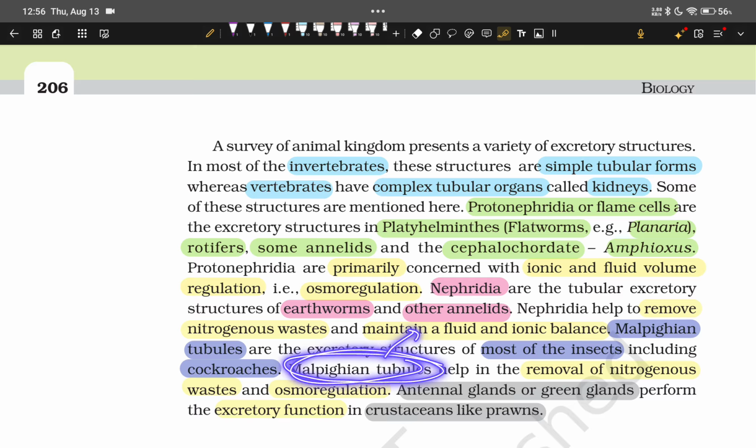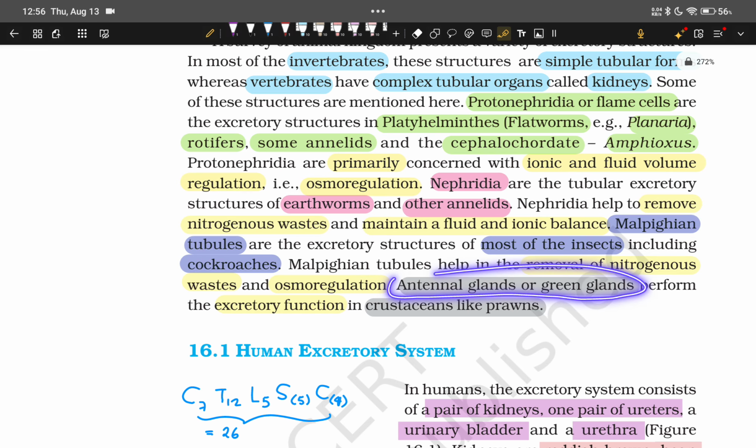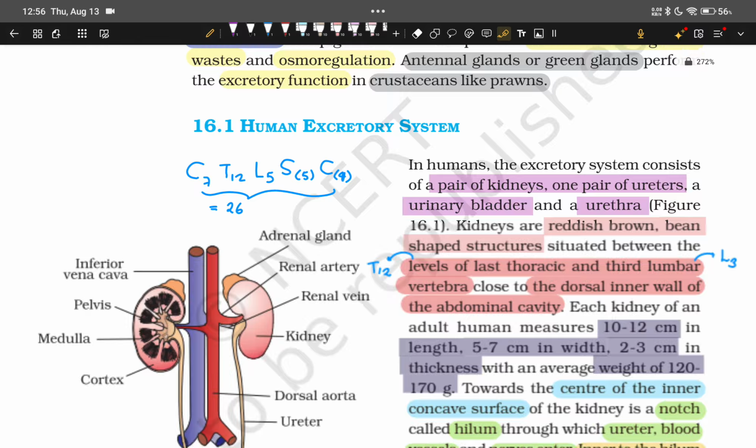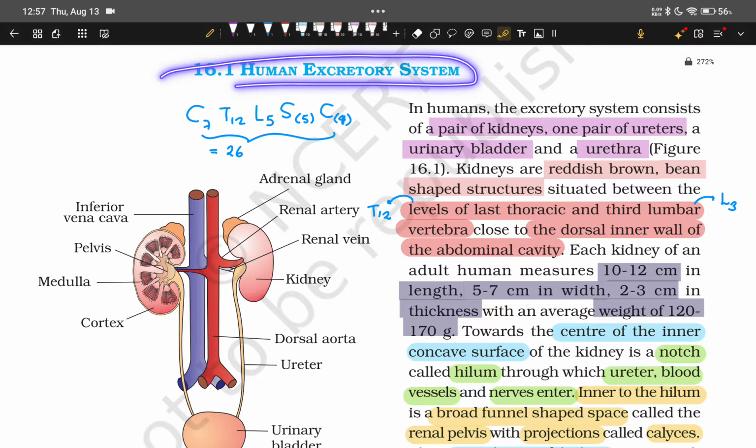Remember the word Malpighian tubule because there is one more upcoming word, which is Malpighian body, which is different from this. We have another excretory structure, which is antennal glands or green glands. They are present in crustaceans like prawns, and they perform the excretory function in these prawns, right? And then we have the human excretory system.